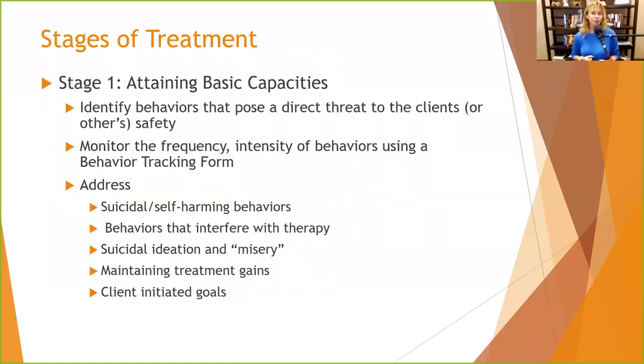So in stage 1 of treatment, people attain basic capacities. They identify behaviors that pose a direct threat to the client or others' safety. We want to know if there's anything we need to do in terms of a safety plan or safety monitoring. Monitor the frequency and intensity of any self-harm behaviors or suicidal behaviors using a behavior tracking form. And you want to start addressing any of these behaviors. Obviously, you're going to take more active and immediate action with suicidal or self-harming behaviors than ideation, but making sure that you're tracking how often these happen, because you want to see a decrease in the frequency and intensity, not only of the behaviors, but of the thoughts about the behaviors.